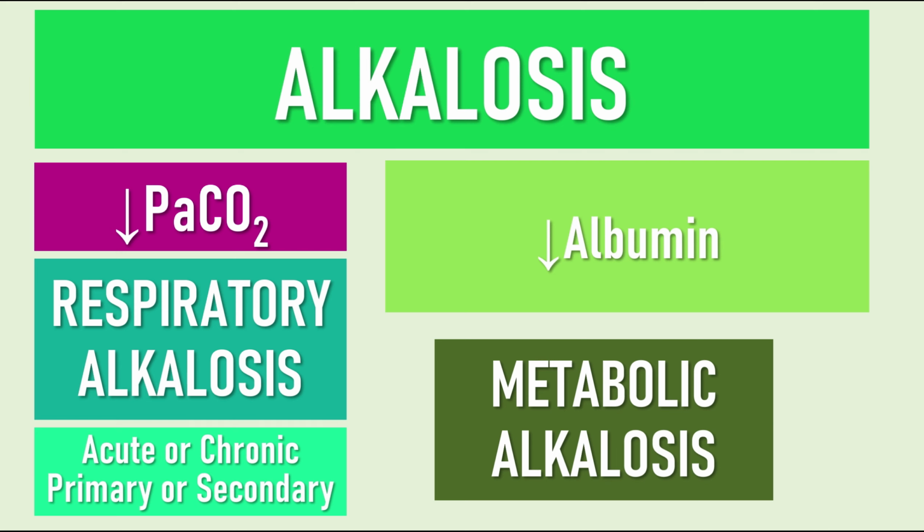Albumin has a negative charge, and it can be reduced in critical illness due to hepatic reprioritization towards globulins and other proteins, or when you give lots of IV fluid to the patient, you hemodilute the patient and the albumin level falls relative to the other electrolytes.